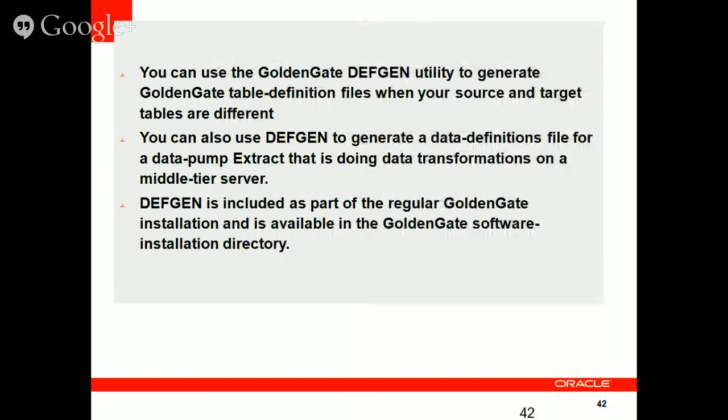Then we have seen this DEFGEN utility or DEFGEN tool provided by GoldenGate. It is present in the GoldenGate software itself. You can read the data pump extract process, and it will generate a data definition file for each data pump extract process. And DEFGEN is part of the regular GoldenGate installation software, and it is available with the GoldenGate software.